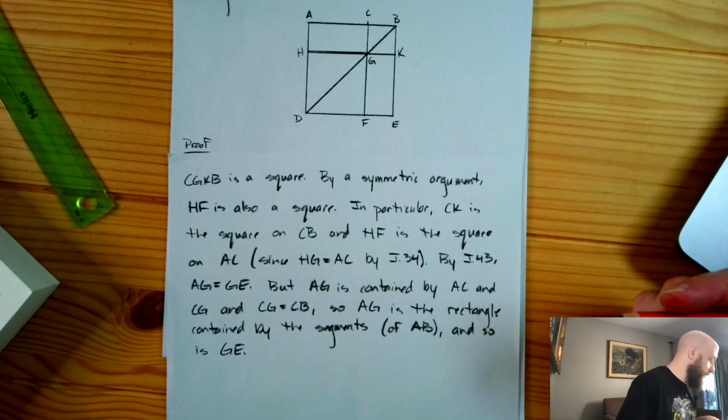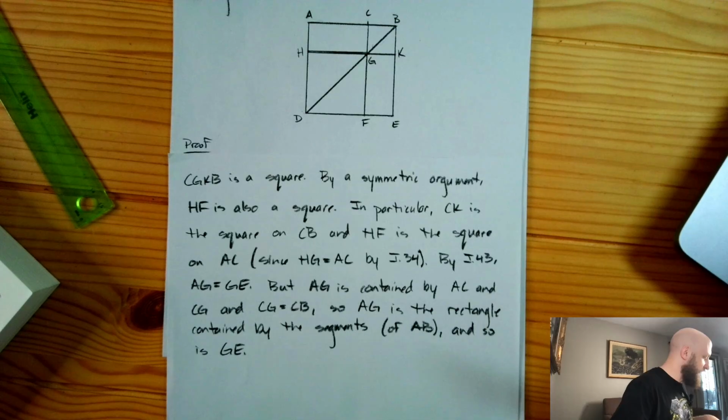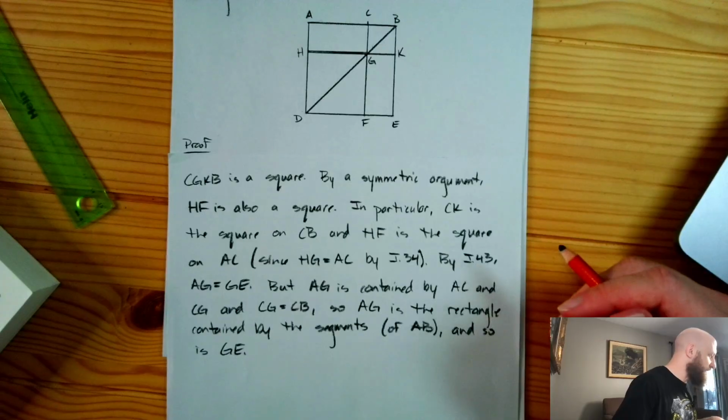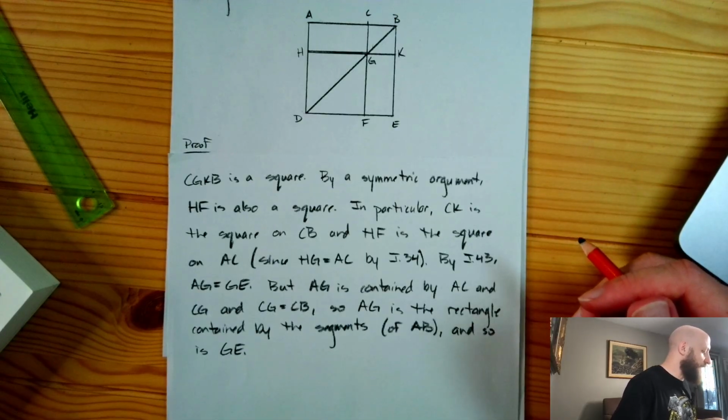All right, what does he say? And I mean, this is really kind of it. He just has a little bit of cleaning up to do to say, yeah, we've done it. But the squares HF and CK are also equal to the squares on AC and CB. Yes, we've shown that. Therefore, the areas HF and CK are equal to the squares on AC and CB.